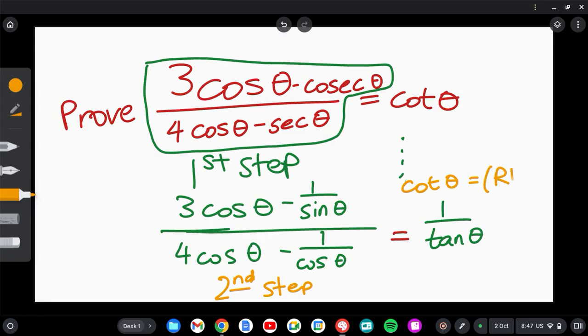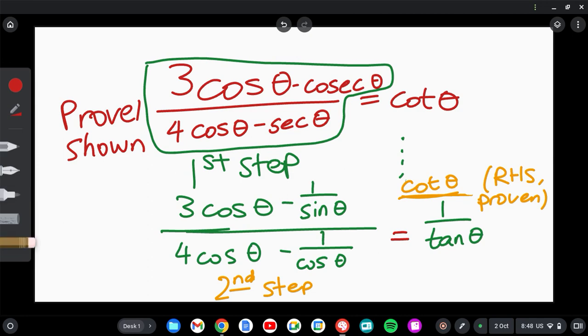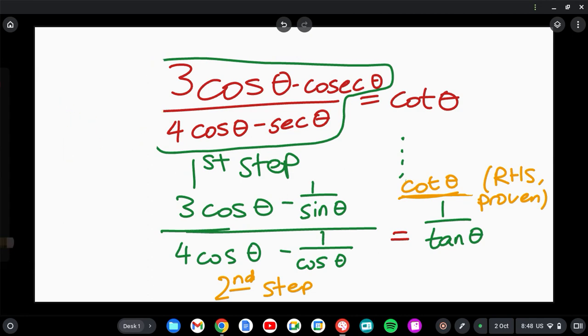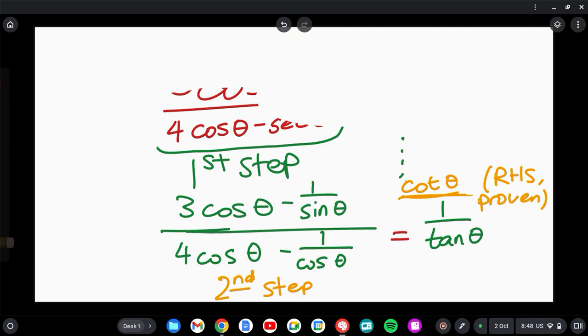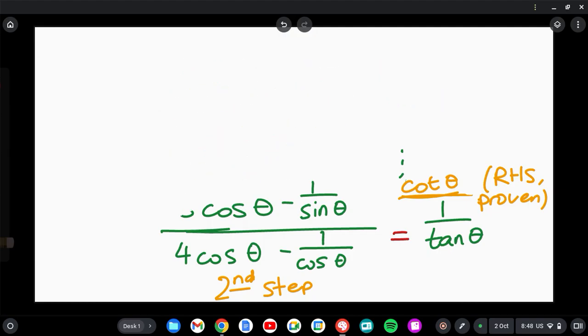This is the final solution. Cotangent theta should be your last statement, because cotangent theta is the RHS and you need to write proven. If they say show, you must write shown. I heard that my seniors all mixed up proven and shown and they got deducted 1 mark. It is actually very wasted. So remember to read the question carefully.